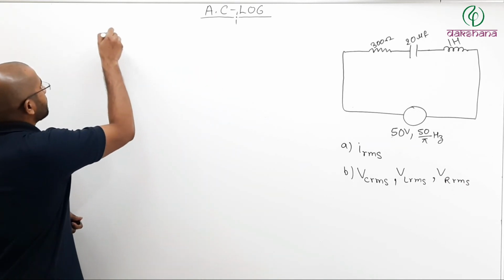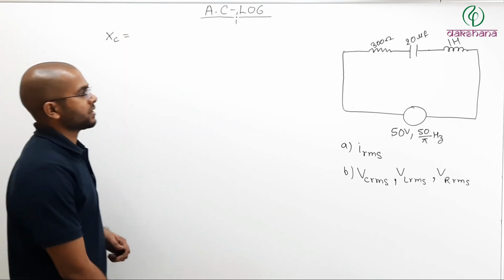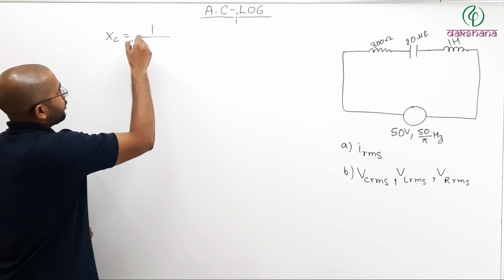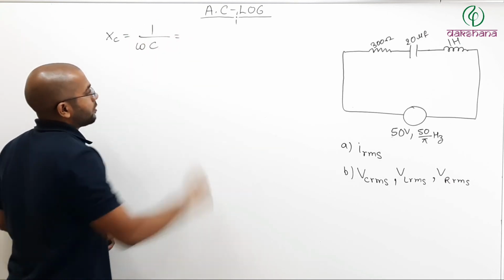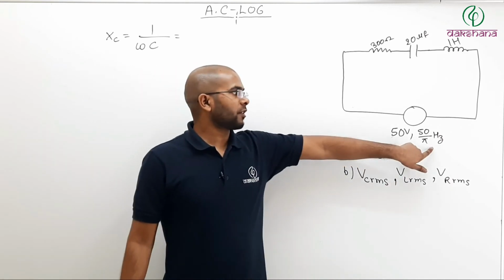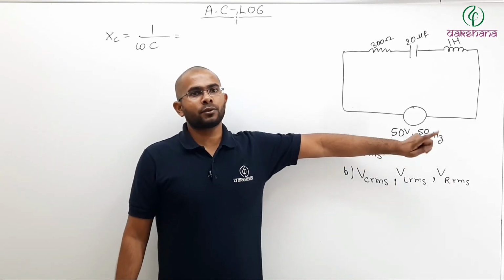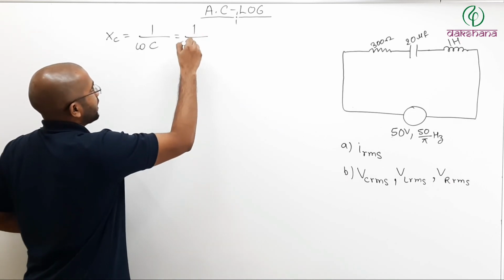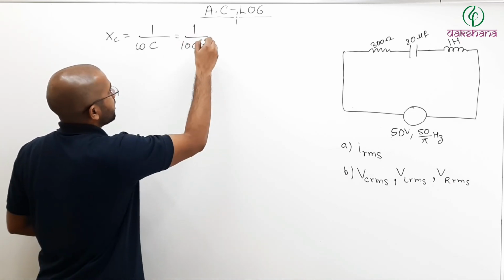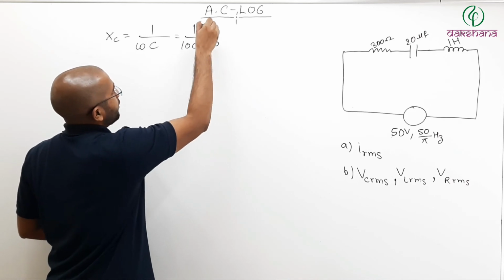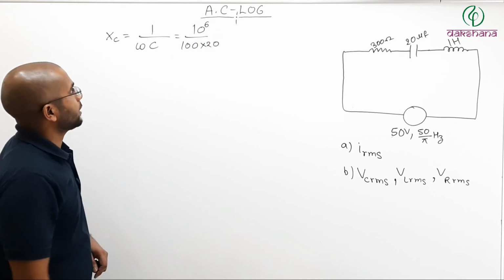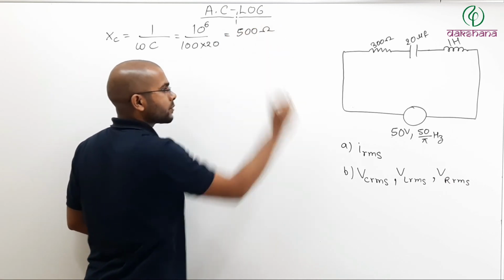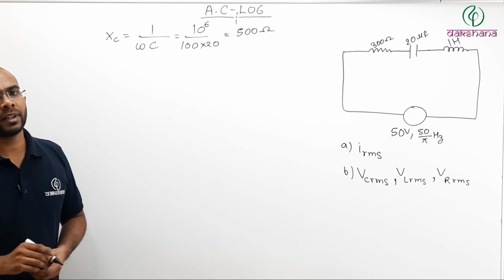Here XC, the reactance of your capacitor, would be 1 by omega C. What is omega? Here the frequency is 50 by pi, so omega is 2 pi times the frequency, that is 100. So that would be 1 by 100 times C. What is C? 20 microfarad, so 10 to the power minus 6 here. So that would be 1000 divided by 2, that is 500 ohm. So your XC is 500 ohm.